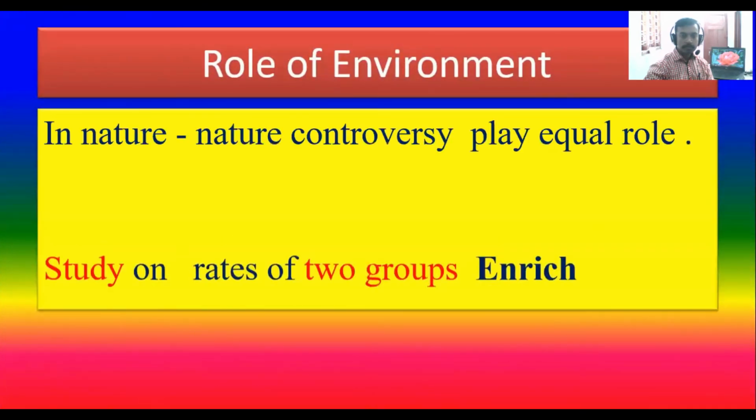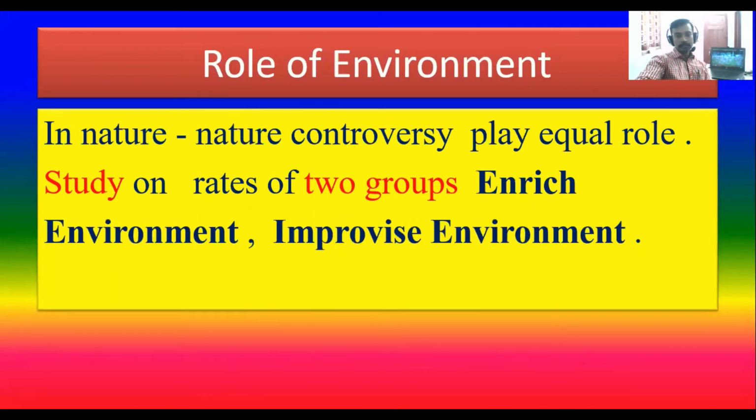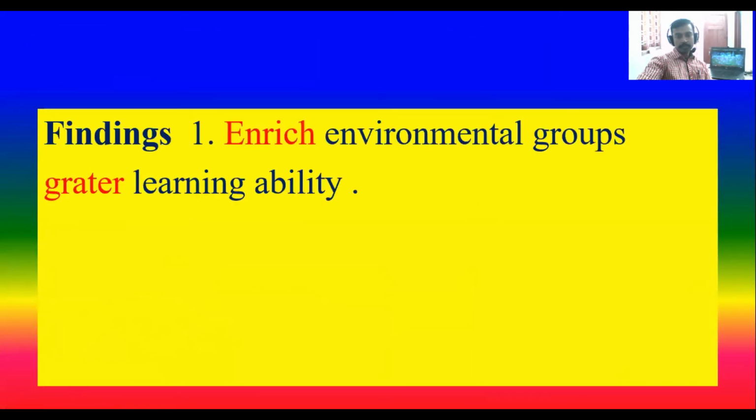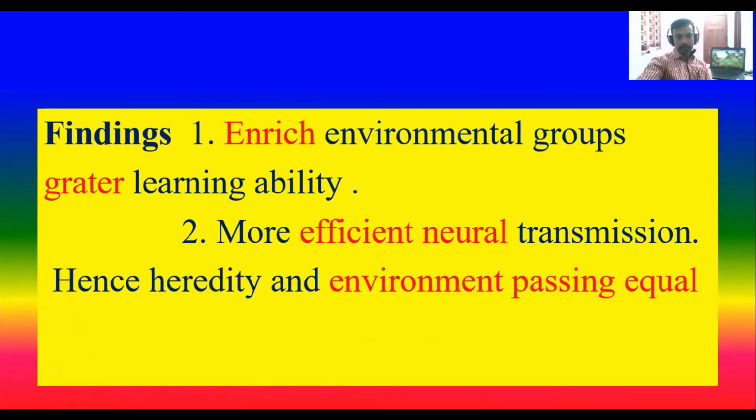Role of environment. A study on rats in two groups, enriched environment and impoverished environment. Finding: the enriched environment group had greater learning ability and more efficient neural transmission. Hence, heredity and environment play equal roles.